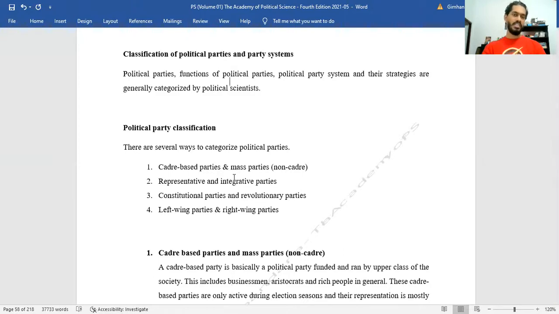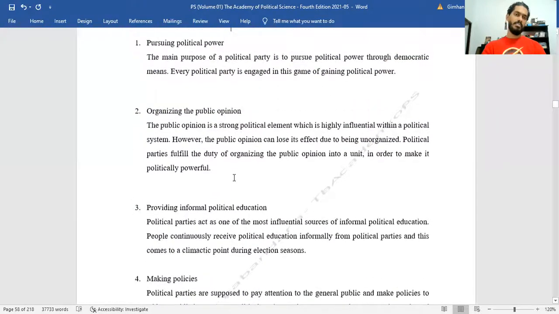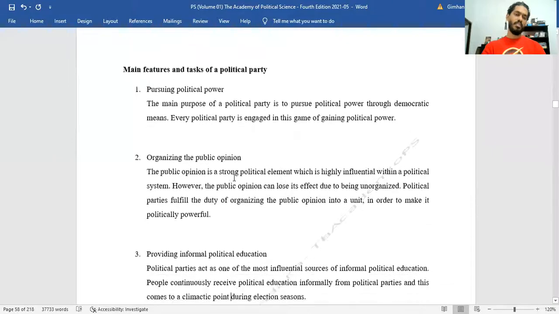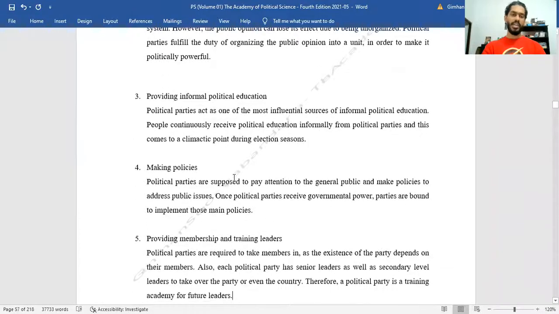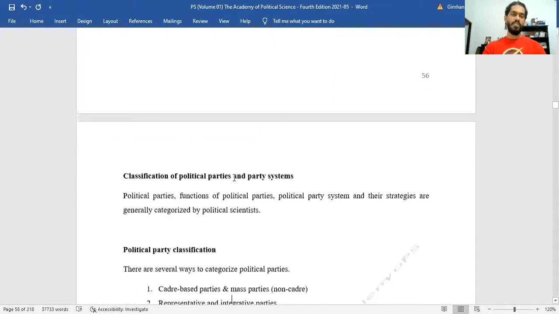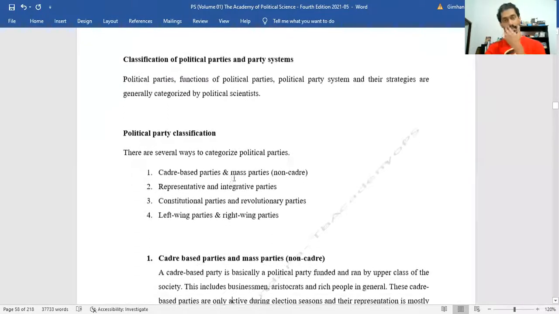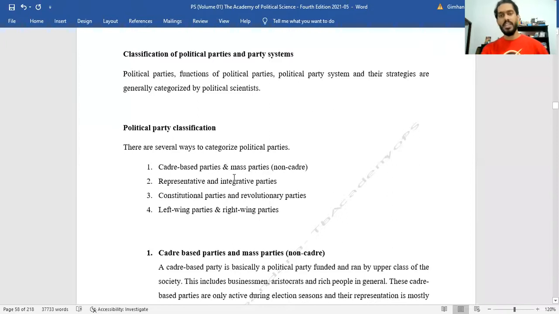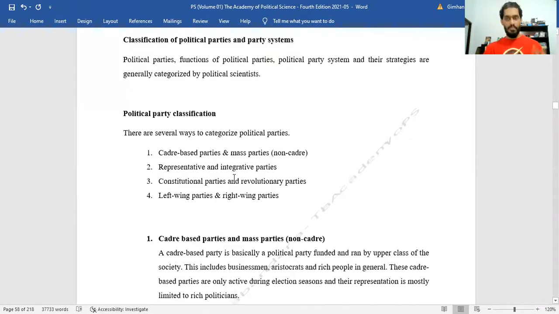Okay. So any other doubts regarding the features of political parties? Right? Pursuing political power, organizing public opinion, providing informal political education, making policies, and providing membership and training leaders. Then we need to move on to the classification of political parties. Because we are going fast, you guys will need to take a big bite. A big bite maybe is a little too much for you to chew and swallow, but I can't help it because it's a quick revision. I had to go fast.